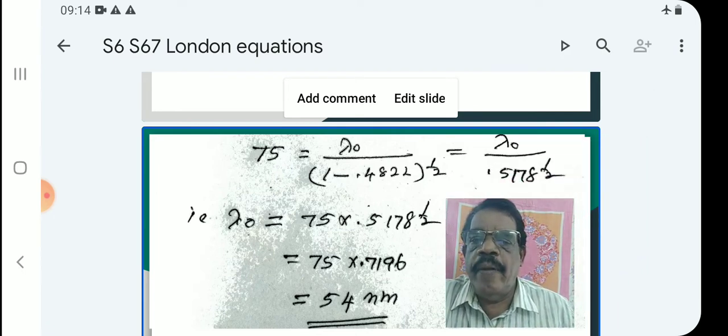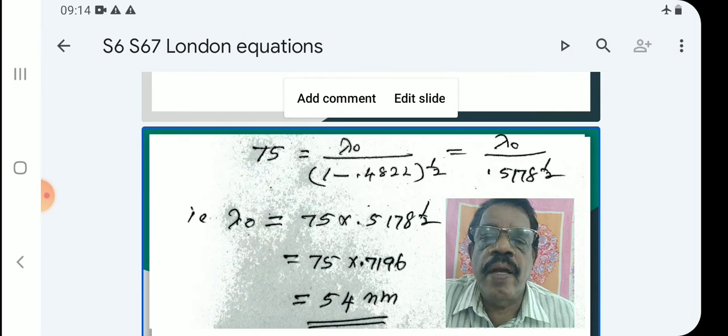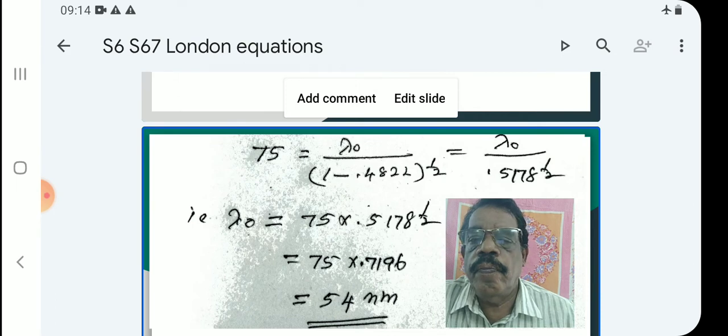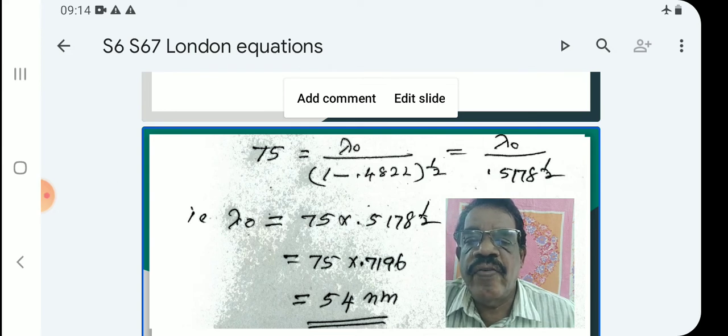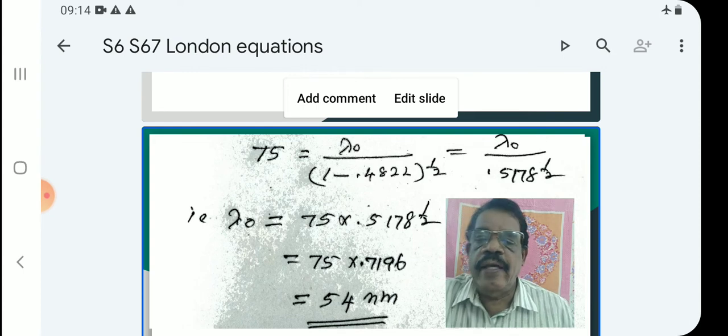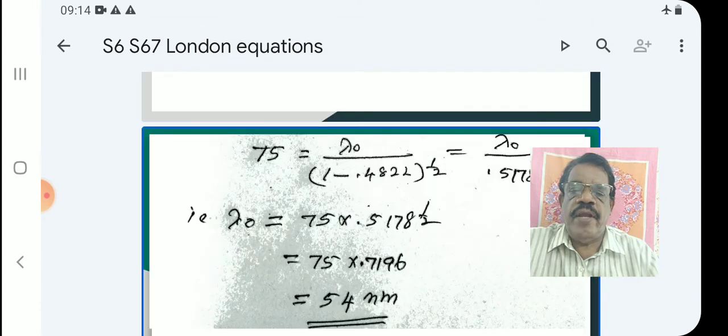That is 75 is lambda 0 by 1 minus 0.4822 raised to 1 by 2. That is lambda 0 by 0.5178 raised to 1 by 2. Therefore, lambda 0 is 75 into 0.5178 raised to 1 by 2, that is 75 into 0.7196. The root of 0.5178 is 0.7196. Multiplying, we get 54 nanometer.